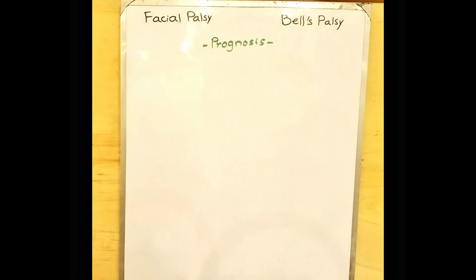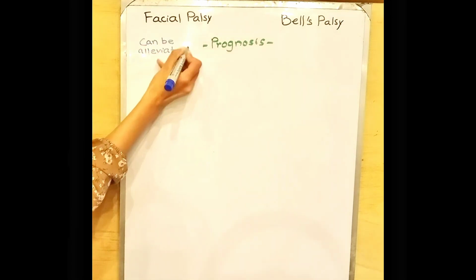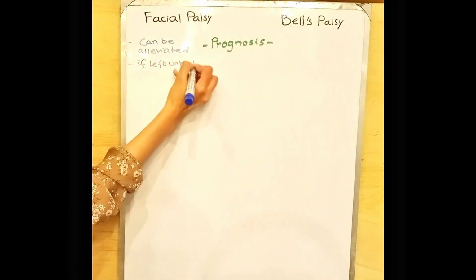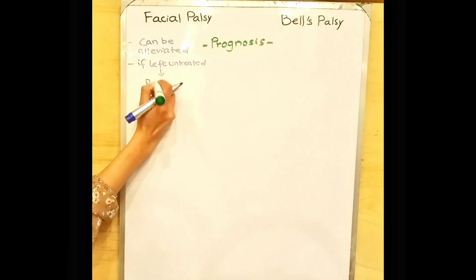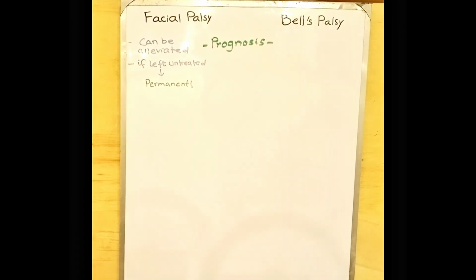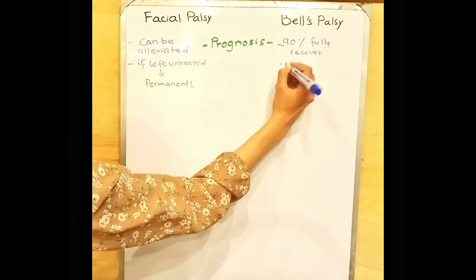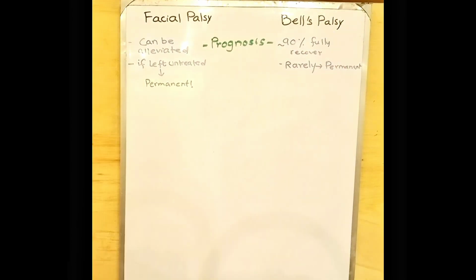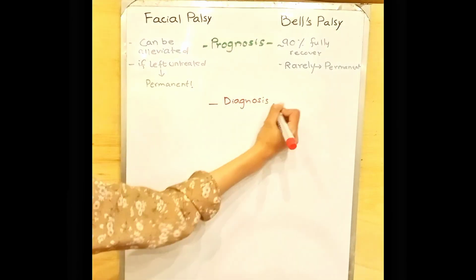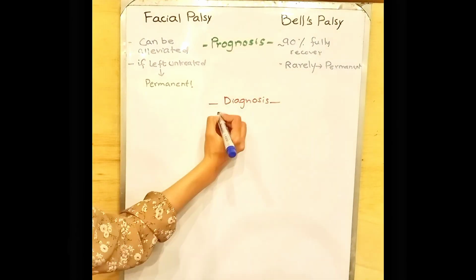Now let's discuss the prognosis. Facial palsy can be alleviated with proper treatment, but if it is left untreated, it can be permanent. In 90% of the cases, Bell's palsy can be fully recovered and it rarely develops into a permanent condition. Then we have diagnosis.